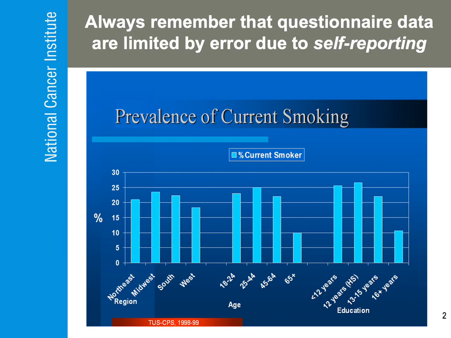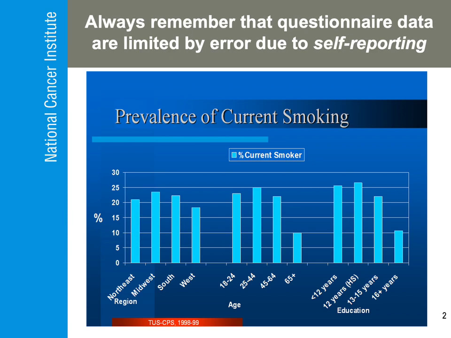Questionnaires are a popular way to collect data in health research. Always remember, though, that survey data ultimately come from people and are therefore limited due to errors in the self-reporting of information. For example, this slide, summarizing demographic breakdowns in tobacco use, has the title, Prevalence of Current Smoking. It depicts differences in current smoking behavior as a function of region in the U.S., age, and educational level.